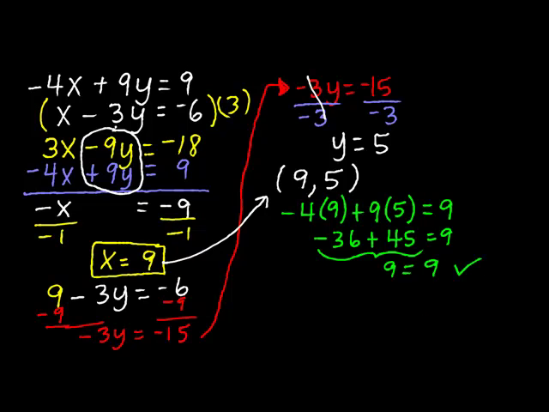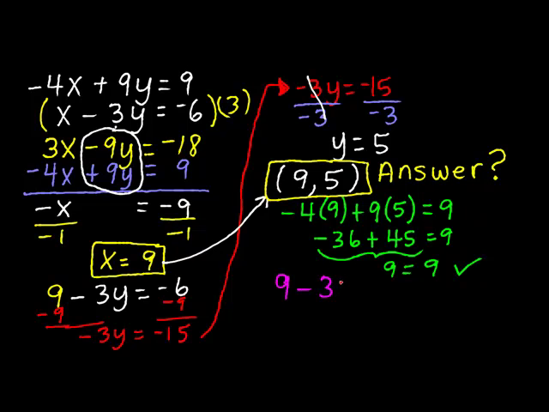Now let me do the other equation, the second one. x minus 3y equals negative 6 from right up here. Only I'm going to replace the x and y with these values here, which is what I think my answer is. I'll just put a little question mark here, because I'm not 100% sure yet. x. Instead of x, I'm going to write 9. Minus 3y. Instead of y, I'm going to write 5.